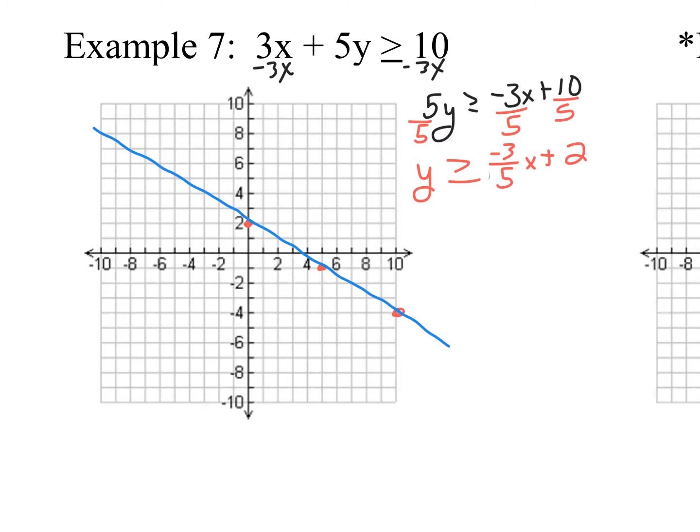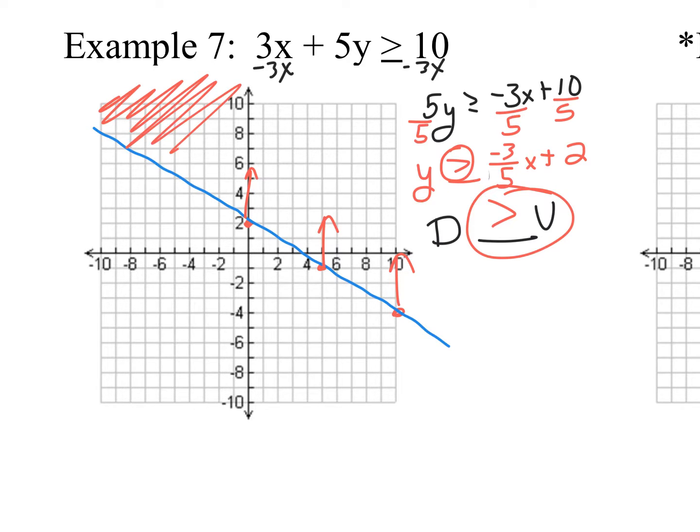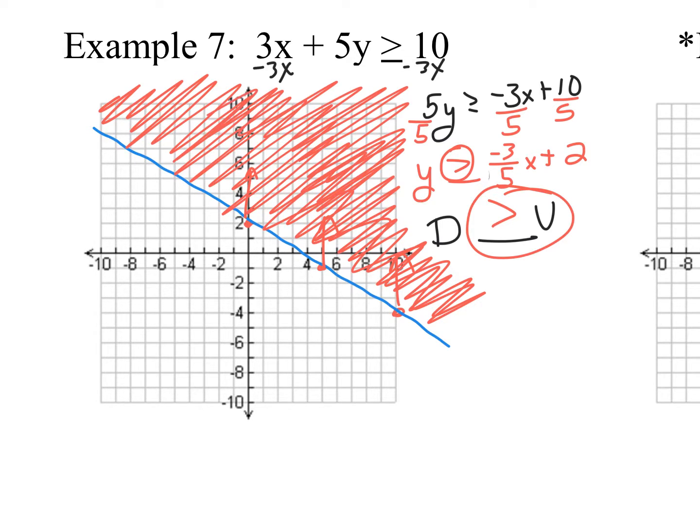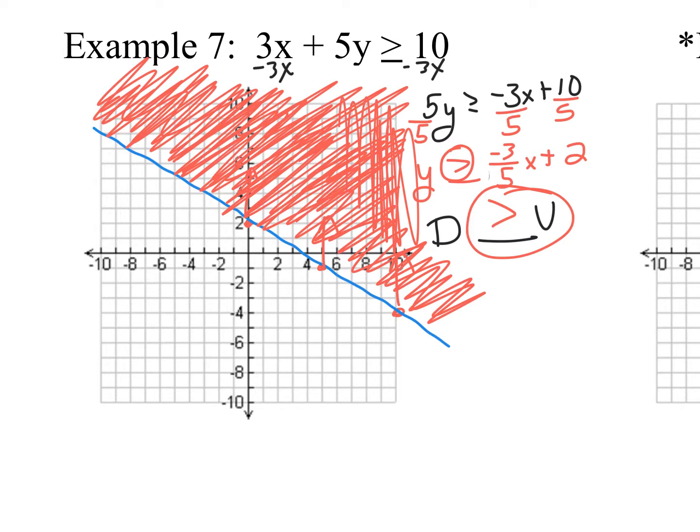Y greater than or equal to. So again, using duh, the inequality arrow is pointing up. So we're going up. Up. Up. So this is the side of the line that we're going to shade. So all this. So there it is, right then and there.